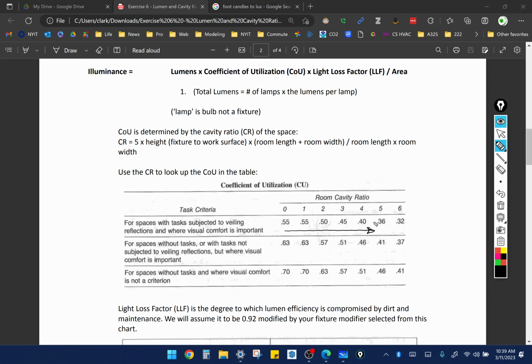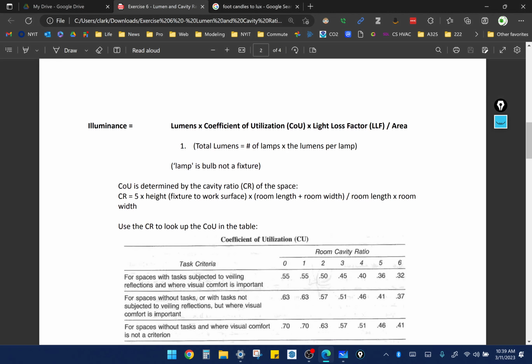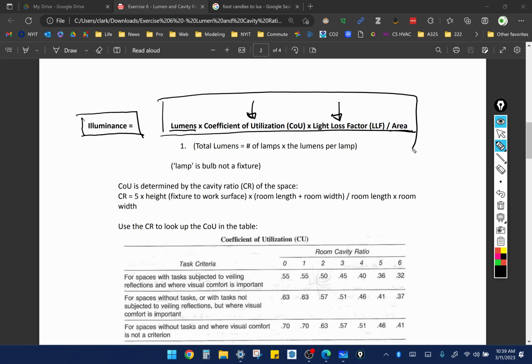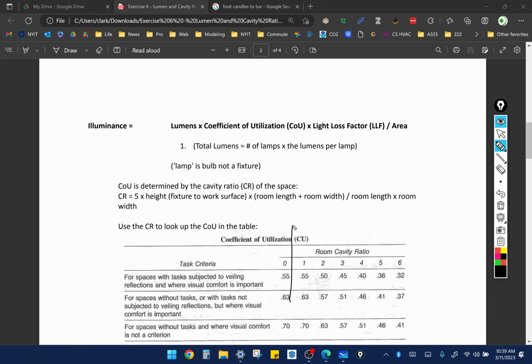So the point is, it makes sense. We have our original lumens per unit area, and then we've got 2 adjustment factors that are taking that down so that we will get an adjusted amount of illuminance based on the real world. All right, so now we can look at their example and take the next step.